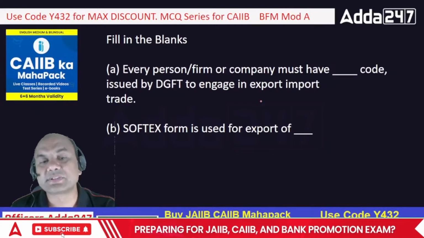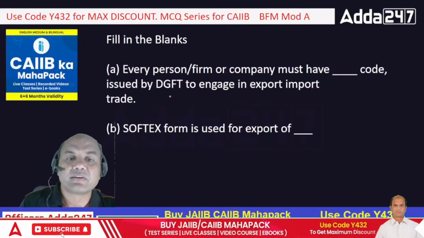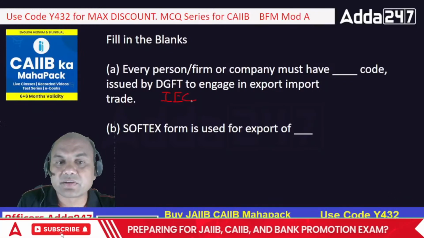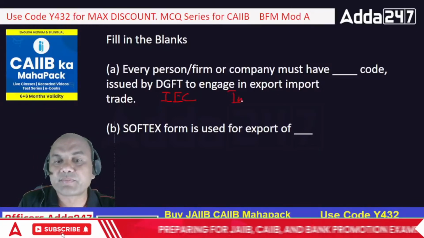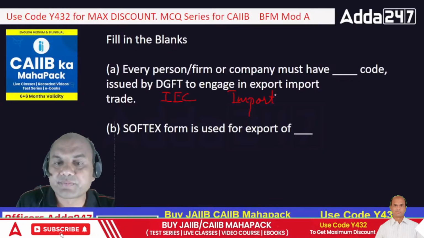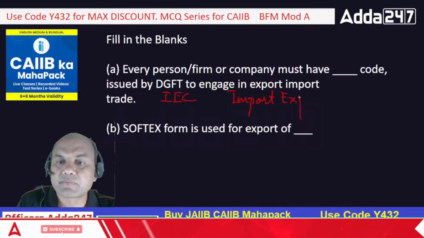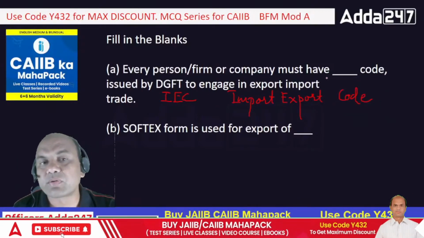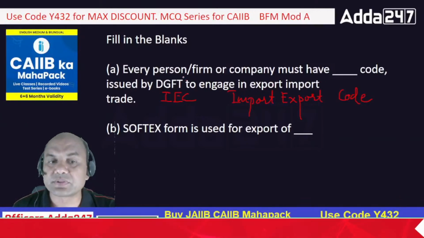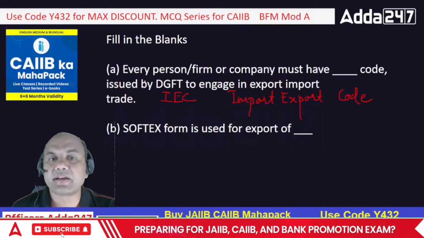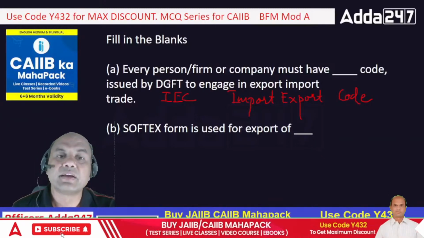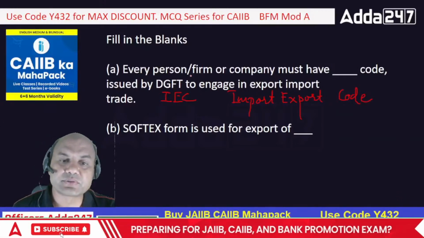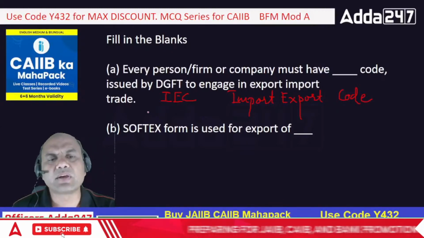The answer is the IEC code, correct. That is known as Import Export Code. This is the very important code which you must have. DGFT issues it. You have to apply for it, give all the details and the purpose for which you are applying, your details of the industry, and then DGFT issues you this code. Everyone needs to have this IEC code.